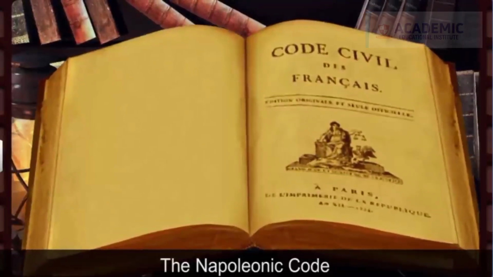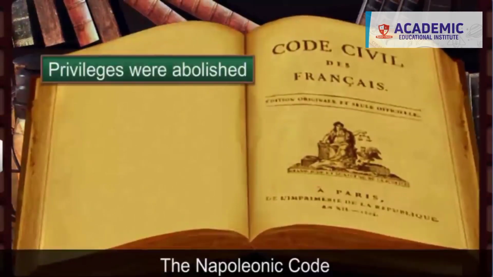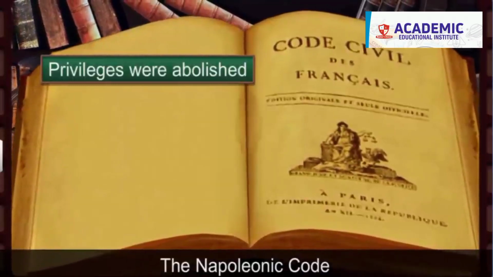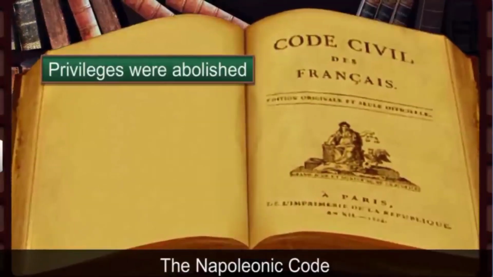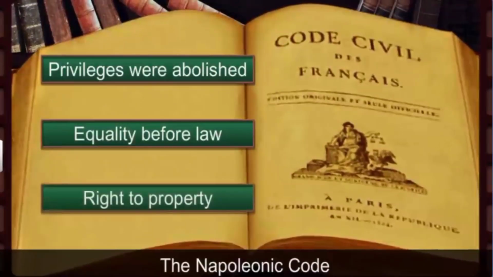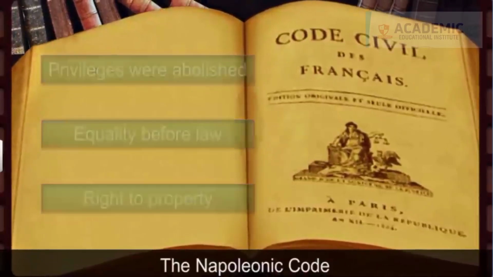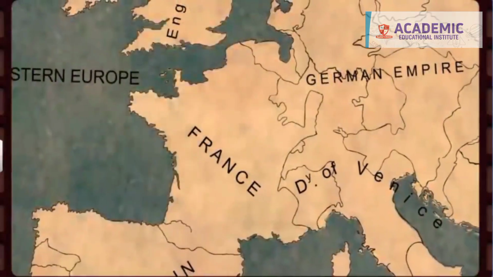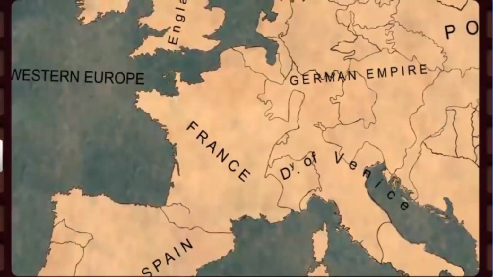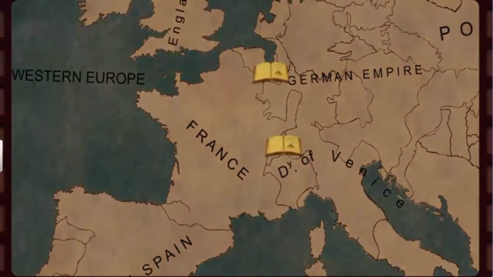As per this code, Napoleon abolished the privileges enjoyed by the noblemen and clergy on the basis of birth. He brought in equality before law and secured the right to property, much to the relief of the general gentry. The Napoleonic Code was carried to other countries of Europe that were brought under French control, such as the Dutch Republic, Switzerland, Italy, and Germany.